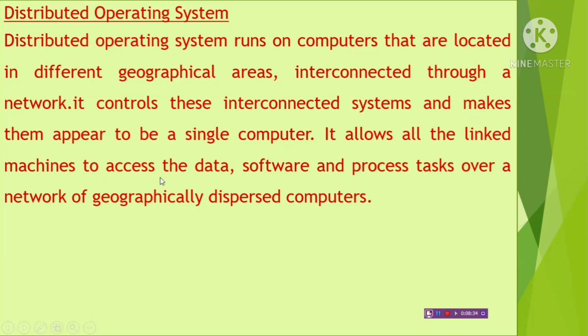You can take the example of different computers of different branches connected with each other in different cities and geographical locations, but working as the same system. Suppose the SBI banking system: they are working as one system, but all the computers are at different locations working independently. It allows all the linked machines to access data, software, and process tasks over a network of geographically dispersed computers.